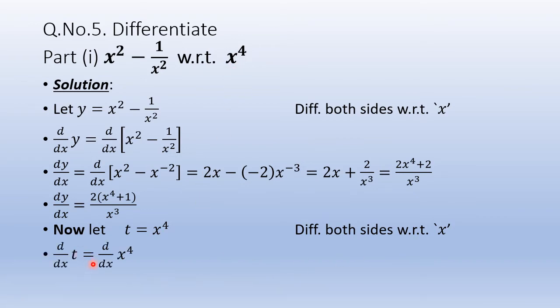So we get d by dx of t equals d by dx of x to the power 4. So I get dt by dx equals 4x cubed. Now I am going to take its reciprocal. So I get dx by dt is equal to 1 by 4x cubed. Take reciprocal on both the sides.